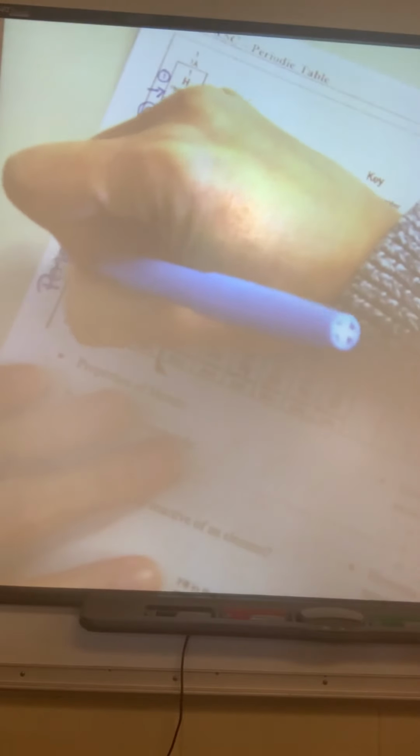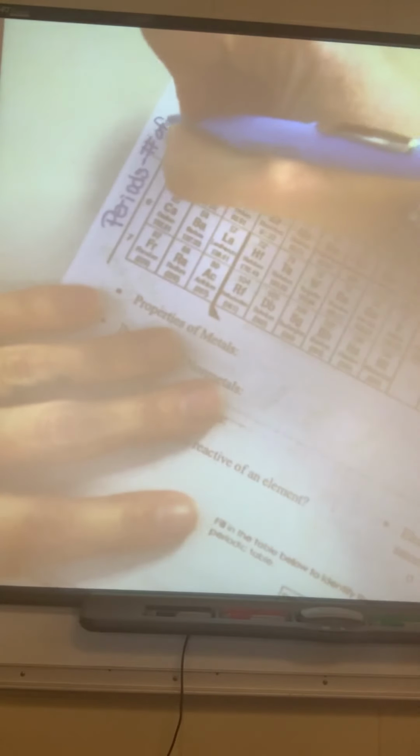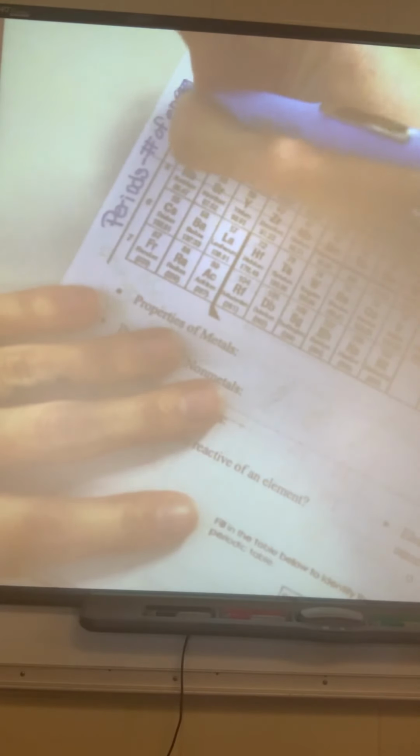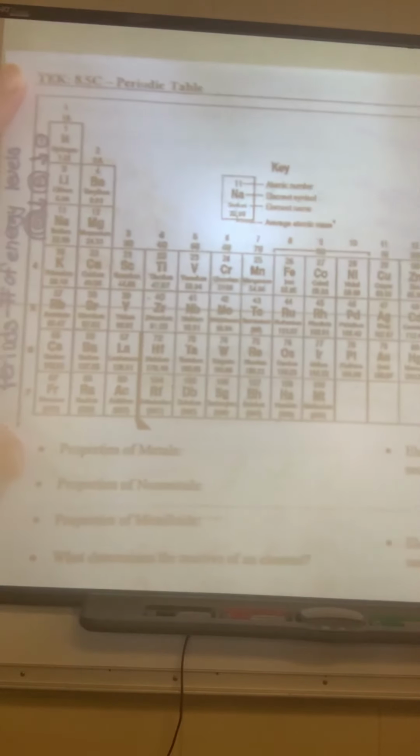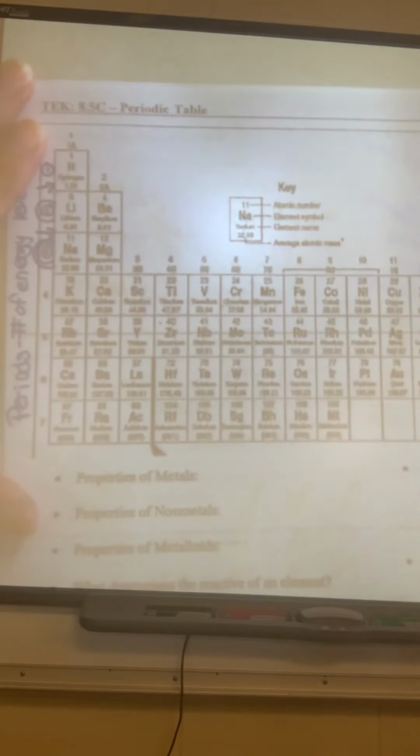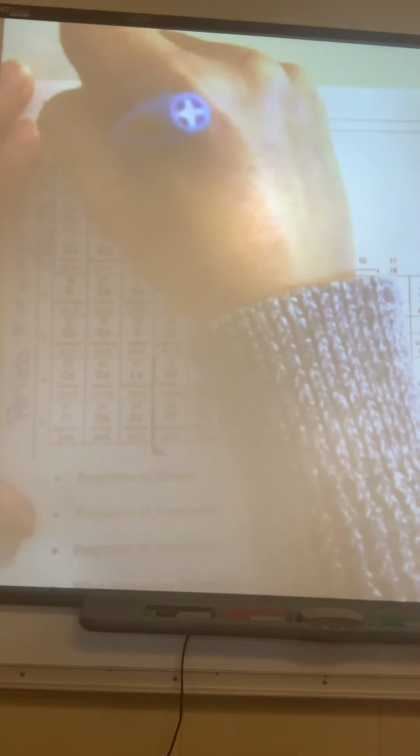What do we call these? Periods. So I'm going to write periods down here. And you told me it meant the number of energy levels. Then the numbers up above, what do we call them? Groups, or families. So they're called groups.